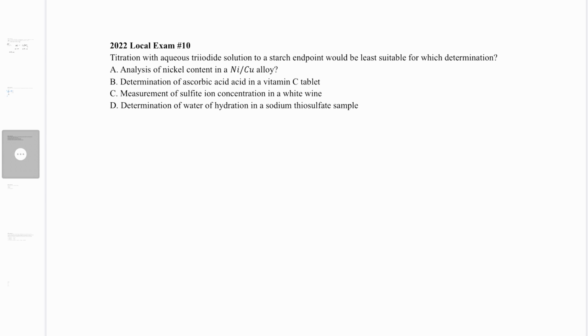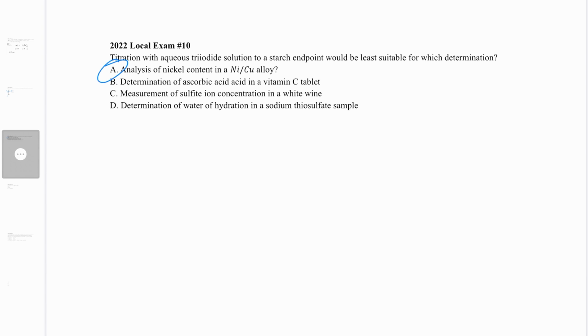When finding the concentration of a certain metal in an alloy, you have to just heat it up. You can't really use a titration to find the concentration because they're physically bonded together. So you can't really use a titration for A. So A is a promising answer. Let's go through the rest to make sure that they're wrong.